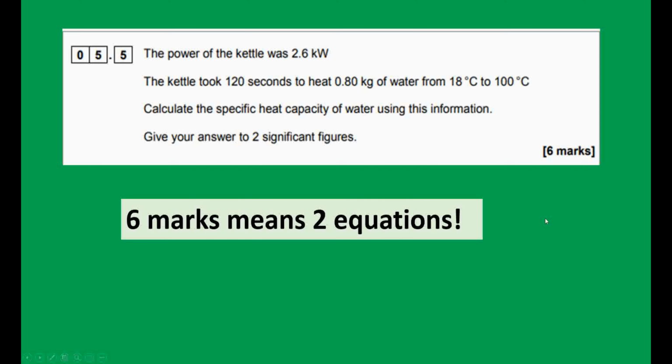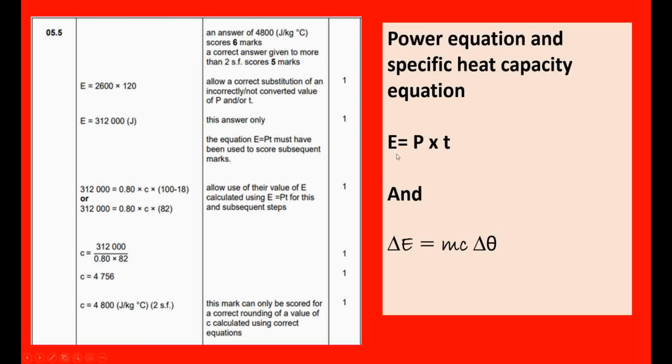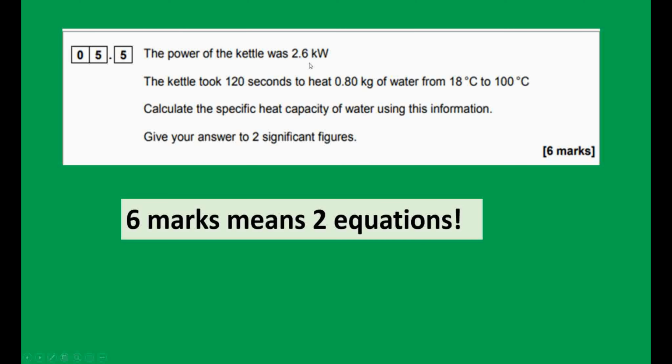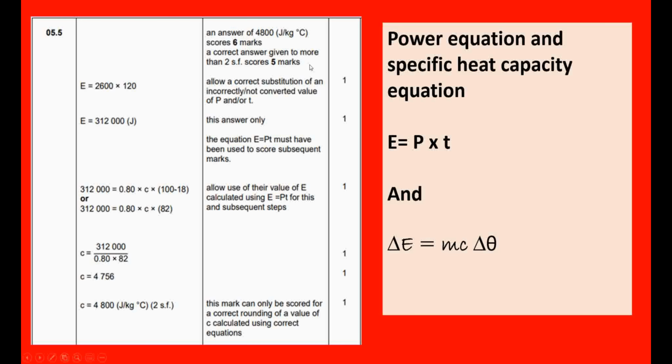Okay, so using that equation, energy equals power multiplied by time. So the total energy is the power rating of the kettle, which is 2.6 kilowatts or 2,600 watts, times by the time it was on, 120 seconds, to give that total energy: 312,000 joules. Then I can put that energy into my specific heat capacity equation, and rearrange to find specific heat capacity.